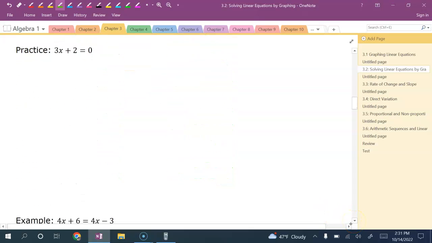All right, so go ahead and take a look at that practice problem and try this one.